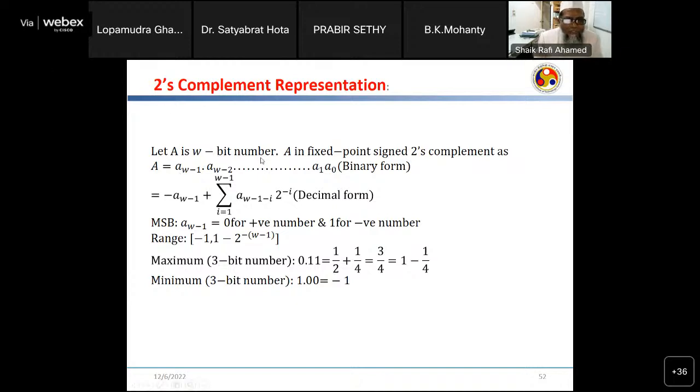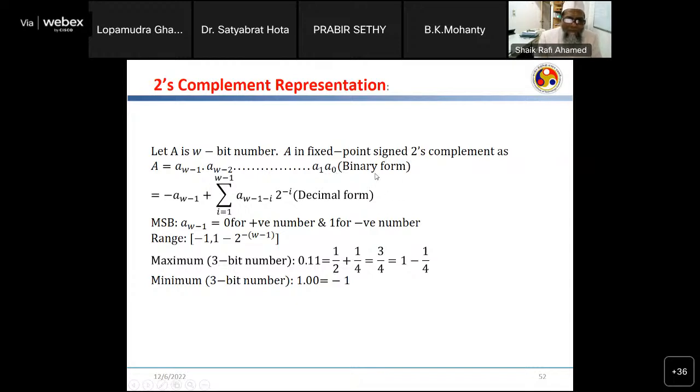And if I take a W-bit number representation of A, in fixed point, signed 2's complement representation is this. W is the number of bits used for representing A. A(W-1) is the MSB bit, followed by the binary point, then A(W-2), and so on up to A1, A0. Total W bits. Each of A0, A1, and so on up to A(W-1) can be either 0 or 1. After the MSB bit, there is a binary point. So this A(W-1) is the sign bit. For positive numbers, this is 0. For negative numbers, this is 1. And the remaining values A(W-2) to A0 represent the magnitude.